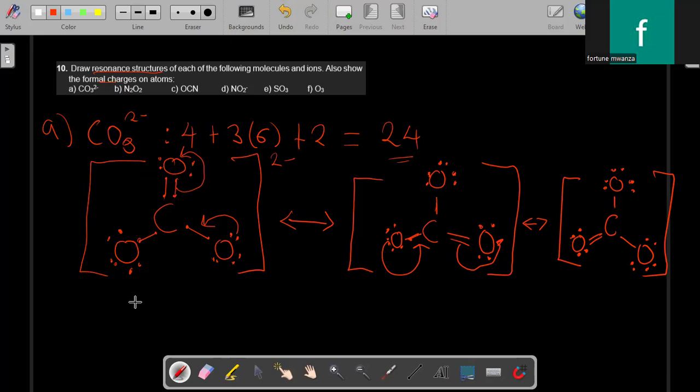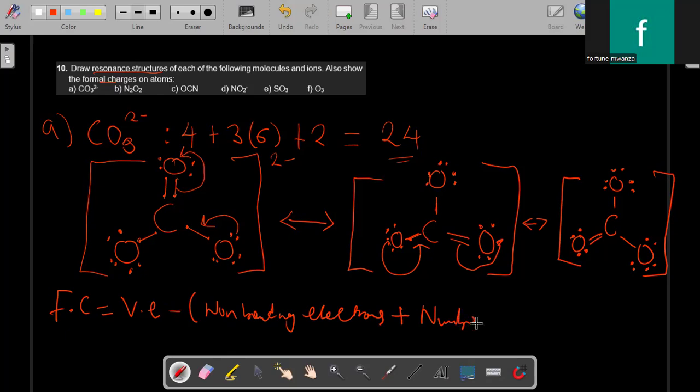So now let's calculate the formal charges. The formula for formal charge: you get your valence electrons, minus the non-bonding electrons, minus, and a plus there, plus the number of bonds. So you get the number of bonds. This is going to give you the formal charge.